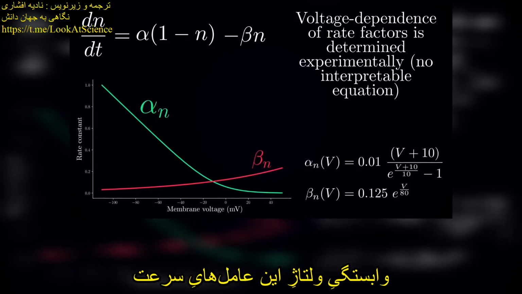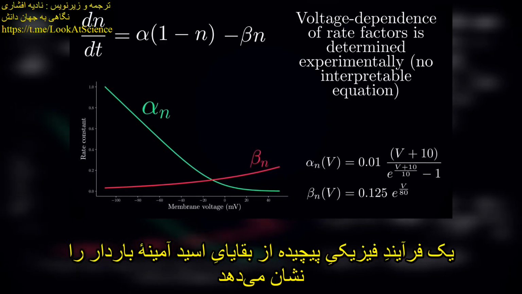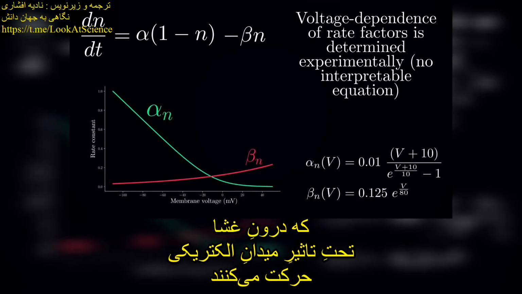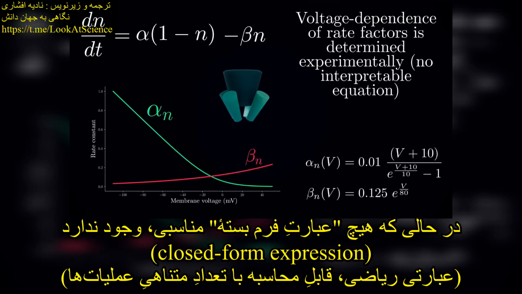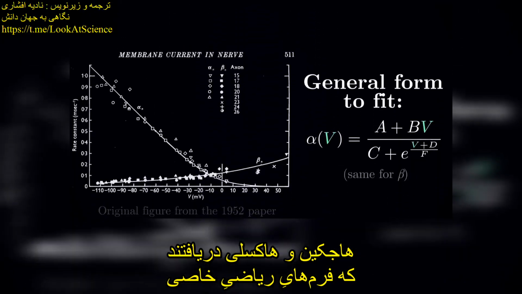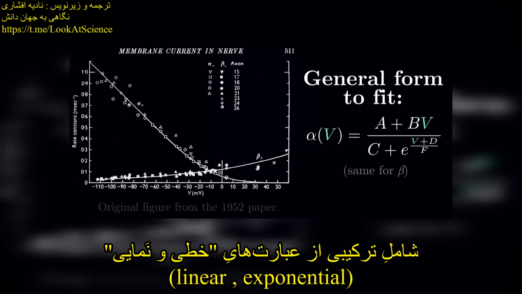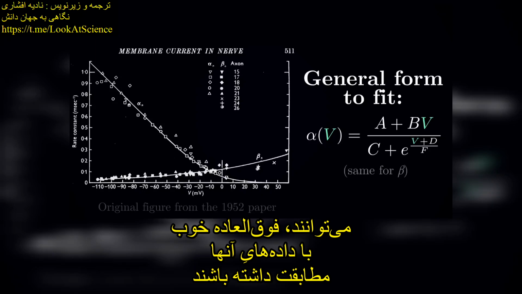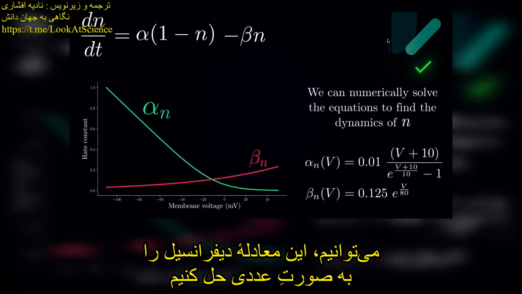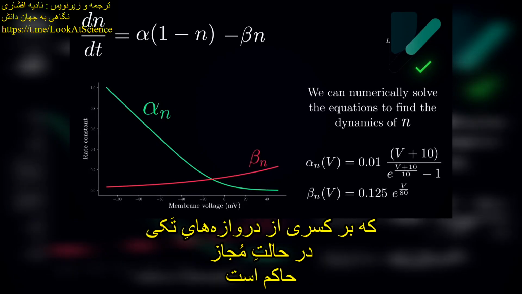The voltage dependence of these rate factors reflects a complex physical process of charged amino acid residues moving within the membrane under the influence of electric field. While there isn't any elegant closed-form expression that can be intuitively derived to describe this, Hodgkin and Huxley found that certain mathematical forms involving combination of linear terms and exponentials could fit their data remarkably well. With these empirical expressions for alpha and beta as functions of voltage, we can numerically solve the differential equation that governs the fraction of individual gates in the permissive state.